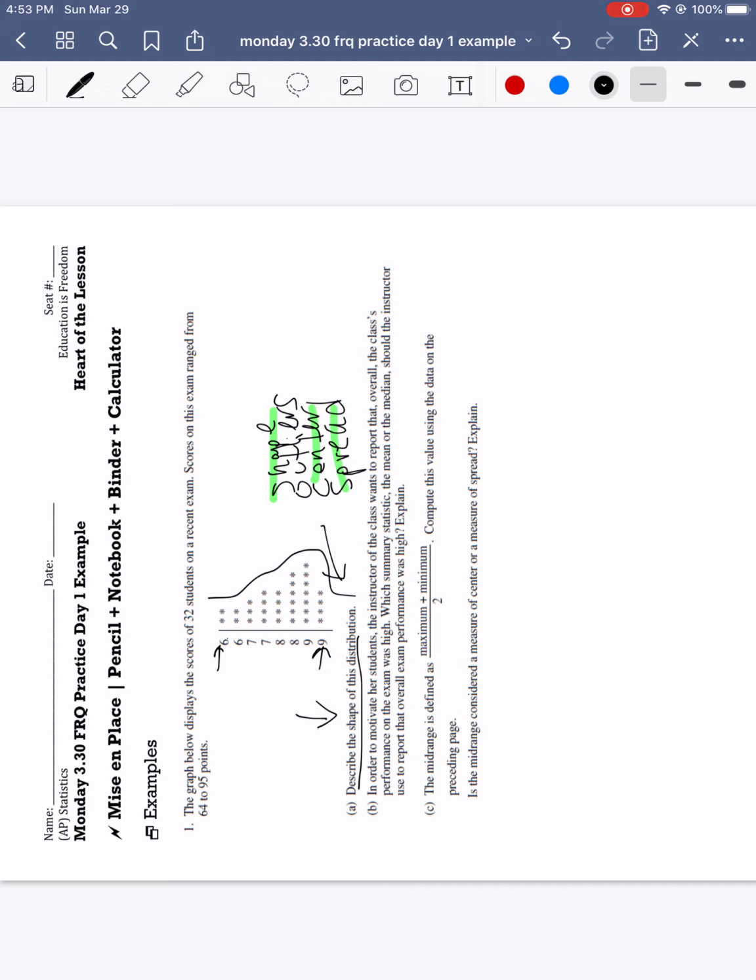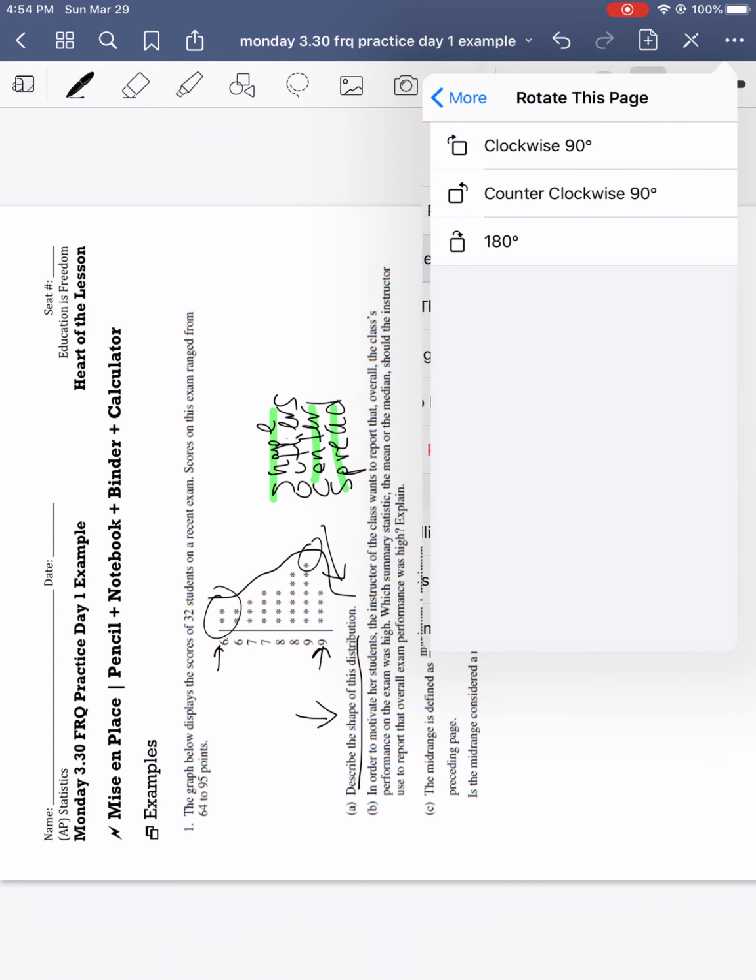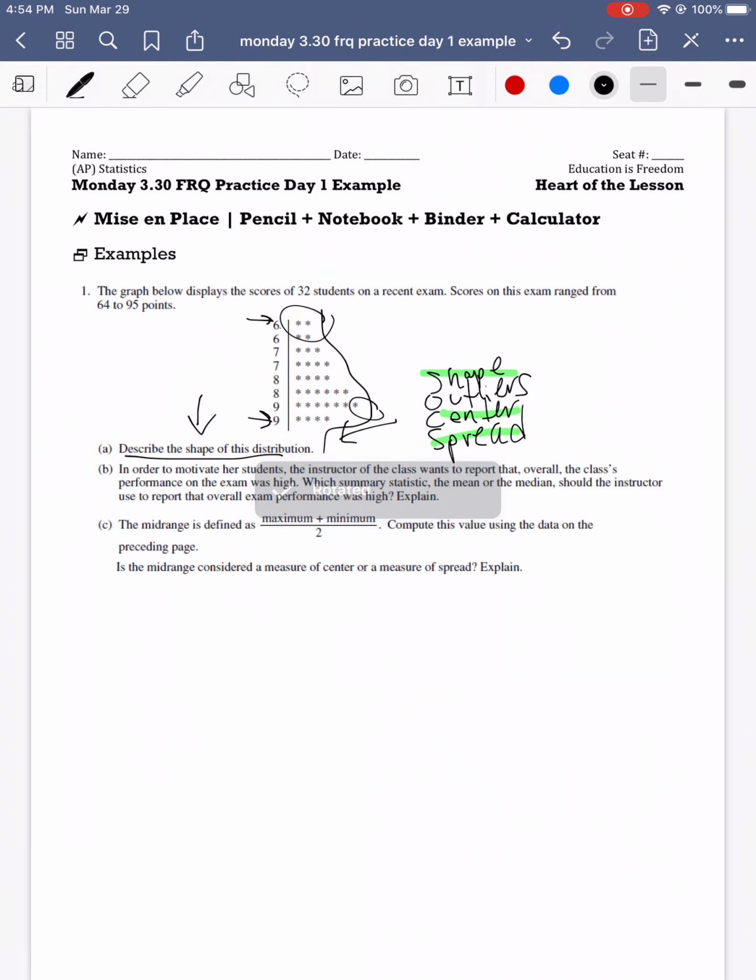So looking at this distribution here, I see that we really only have one mode going on, and I see that we are skewed. Now I need to be specific with my skewedness and say which direction we are skewed. Well, I see that the tail of my data is to the left, so we are skewed left. And since we only have one mode, this is unimodal. So let's go ahead and flip our paper back.